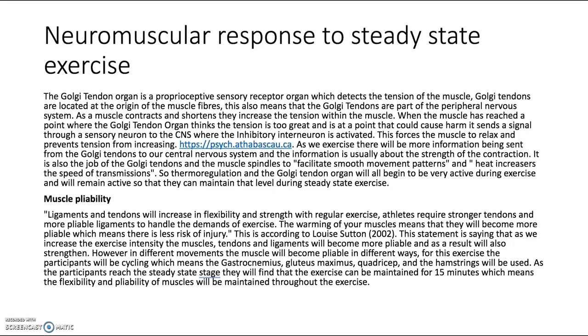As a muscle contracts and shortens, they increase the tension within the muscle. When a muscle has reached a point where the Golgi tendon organ thinks the tension is too great and is at a point that could cause harm, it sends a signal through a sensory neuron to the CNS, where the inhibitory interneuron is activated. This forces the muscles to relax and prevents tension from increasing.